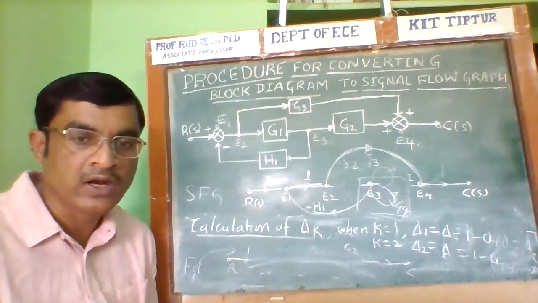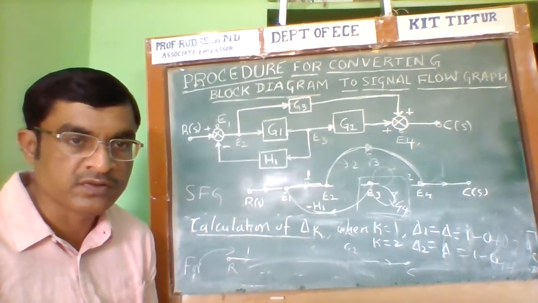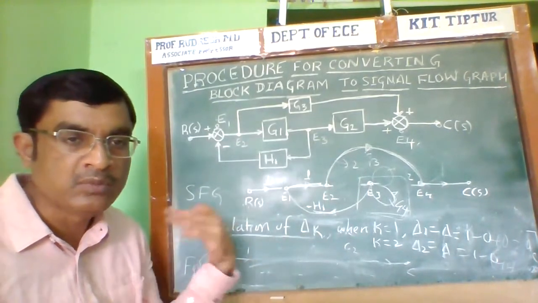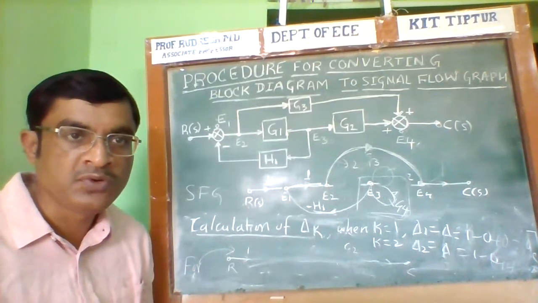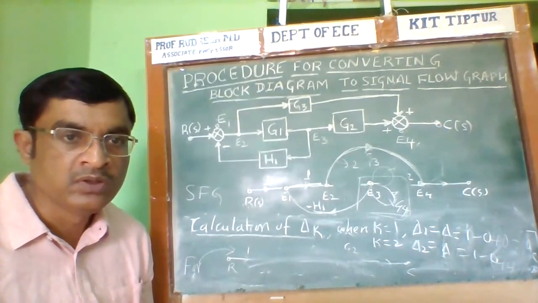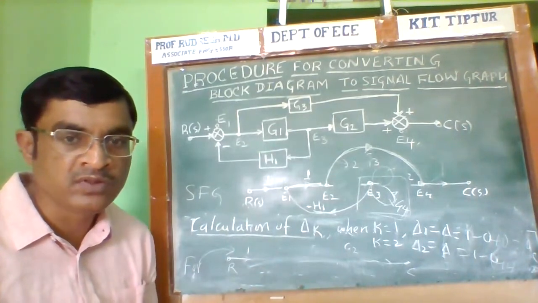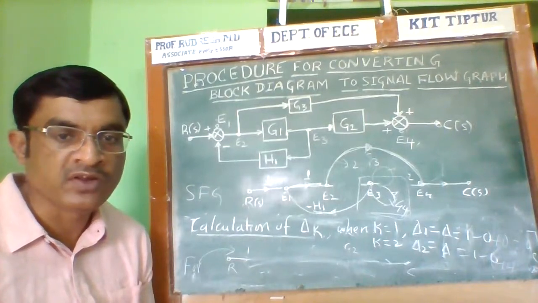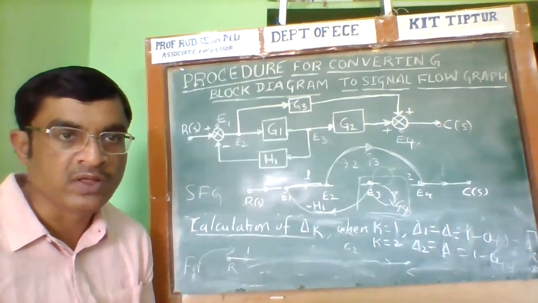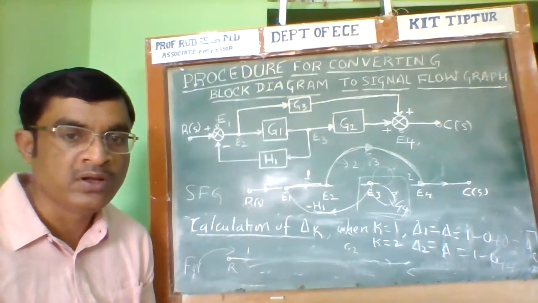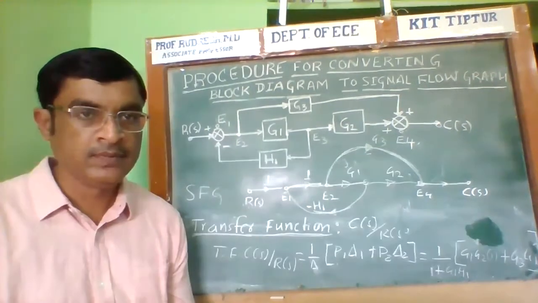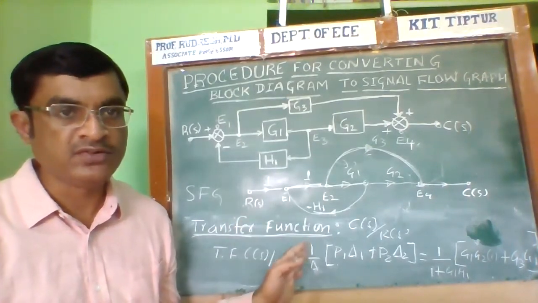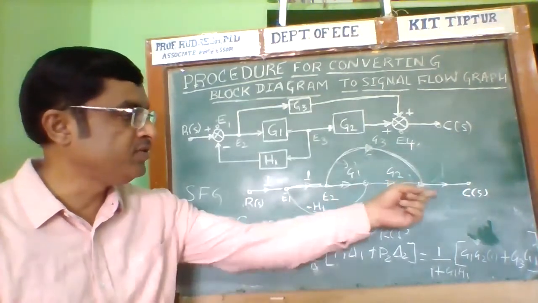Next step, go for calculating the overall gain of the system. We have calculated delta 1, delta 2, delta and P1, P2. Now we have to substitute in the formula I mentioned in step 1 for calculating the overall gain or transfer function of the system. After substituting, calculate C of S divided by R of S. In these steps, we calculate the transfer function. Transfer function is equal to C of S divided by R of S.